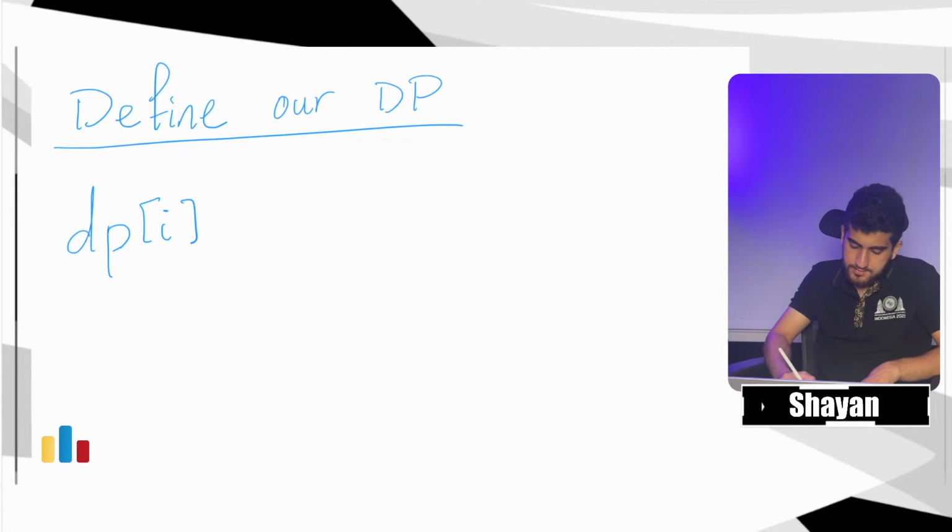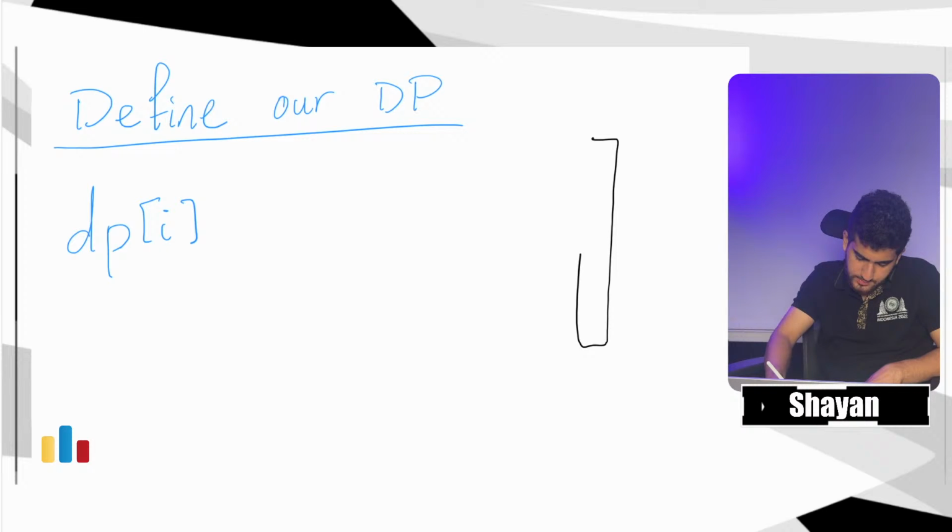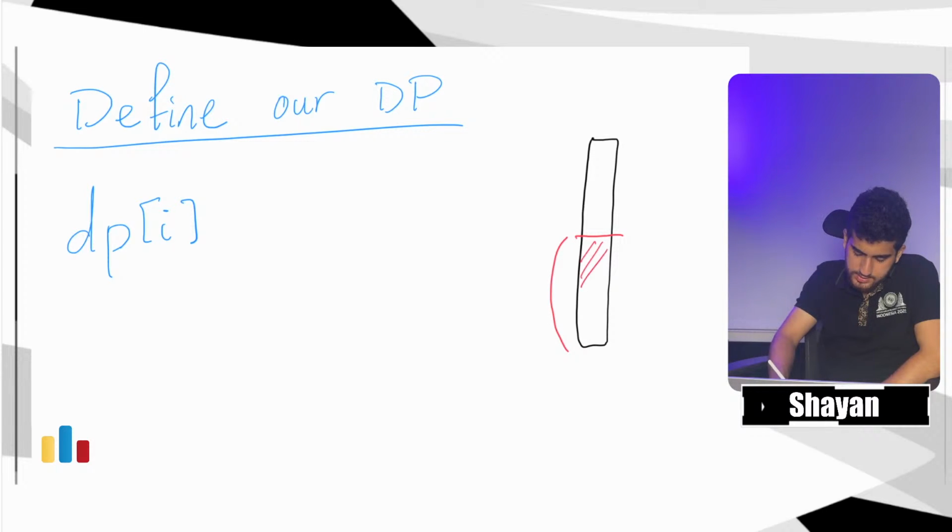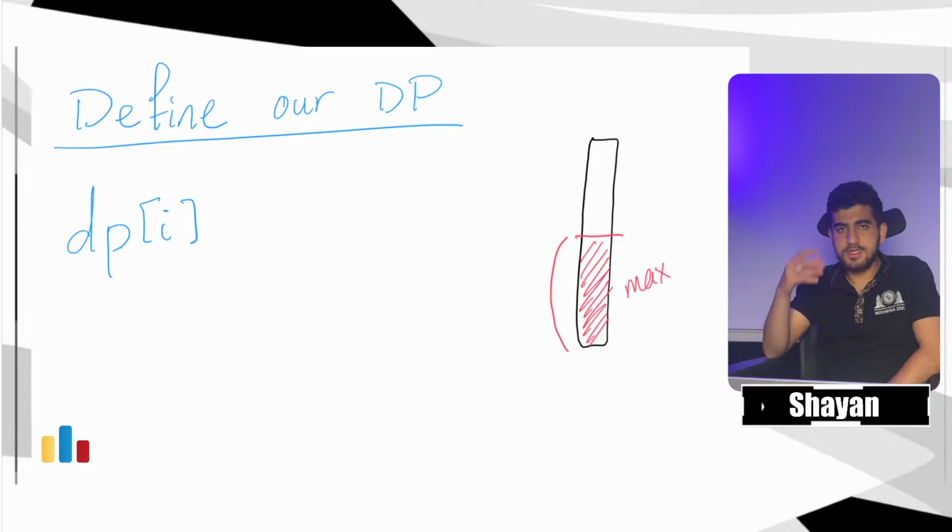So, we have this deck of cards. DP of i can mean that if I start from i and go to n, in this part of the cards, what is the maximum number of rounds that I can win? If I only consider this part, what is the maximum number of rounds that I can win?